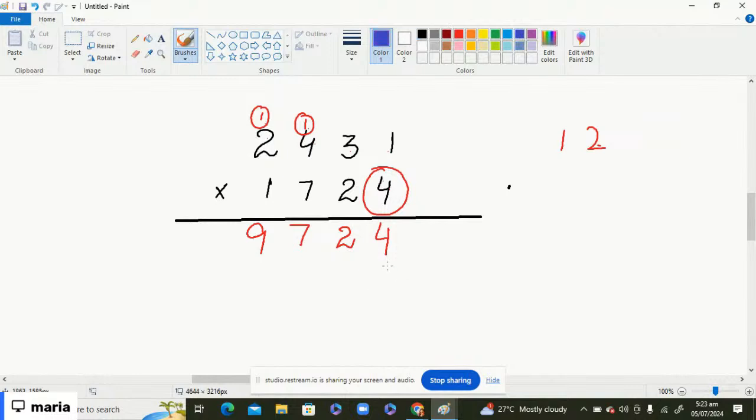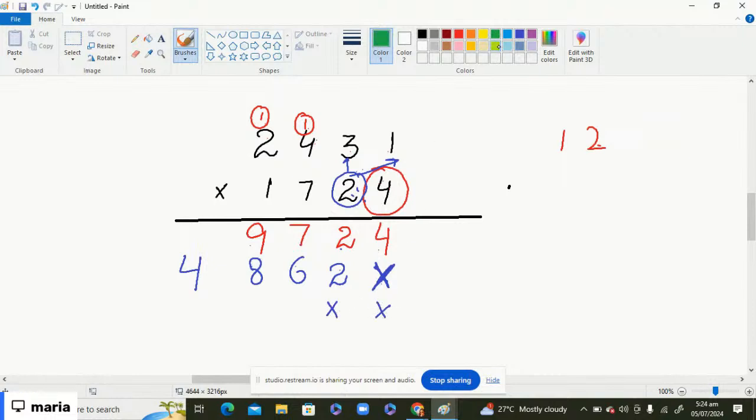Now for the second step, you are going to put a cross here. Now you are multiplying this 2 with all of it. You don't multiply 2 with 3 first, always start here. 2 times 1 is 2. 2 times 3 is 6. 2 times 4 is 8. 2 times 2 is 4. Only for the first digit you put one cross. Now for the second digit, you're going to put two crosses.